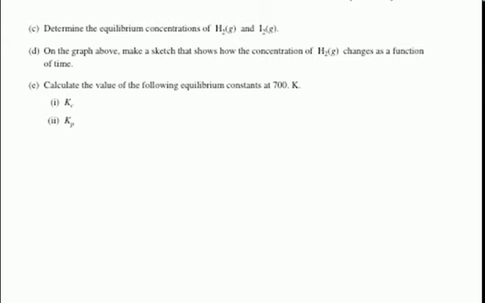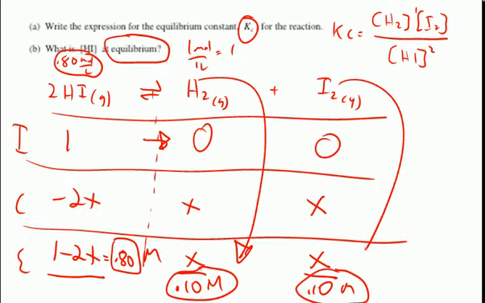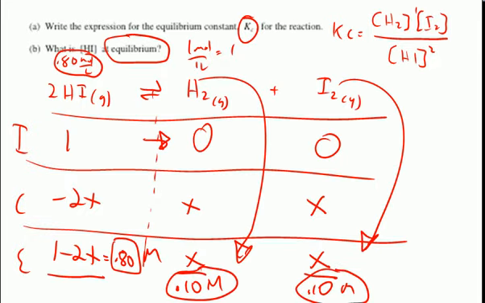Determine the concentrations of H2 and I2. We just did that. At equilibrium, H2 is 0.1 and I2 is 0.1. Great job. So this is 0.10 and 0.10 moles per liter. I want to go back and remind you of how we got that one more time. If 1 minus 2x equals 0.8, okay, then negative 2x equals negative 0.20, x equals 0.10. Just making sure you know where I got that from.